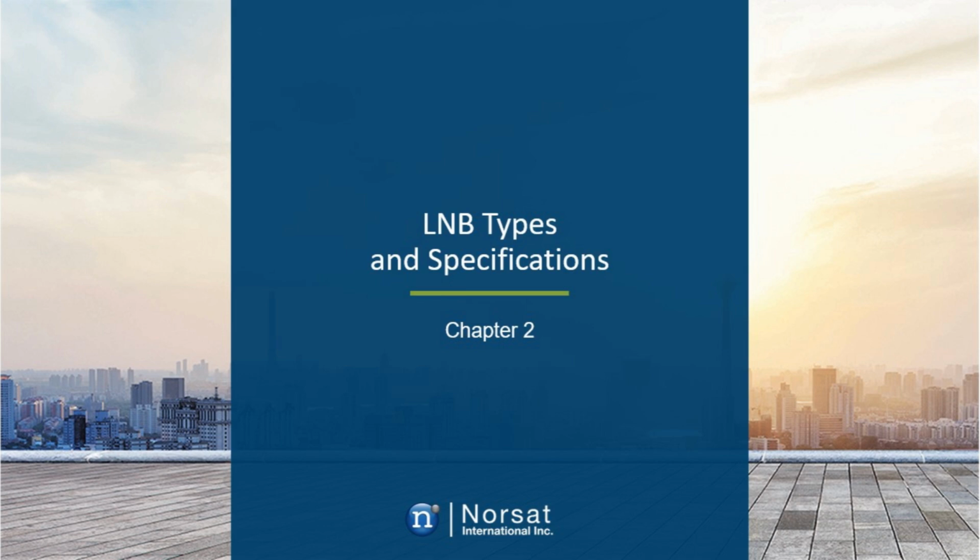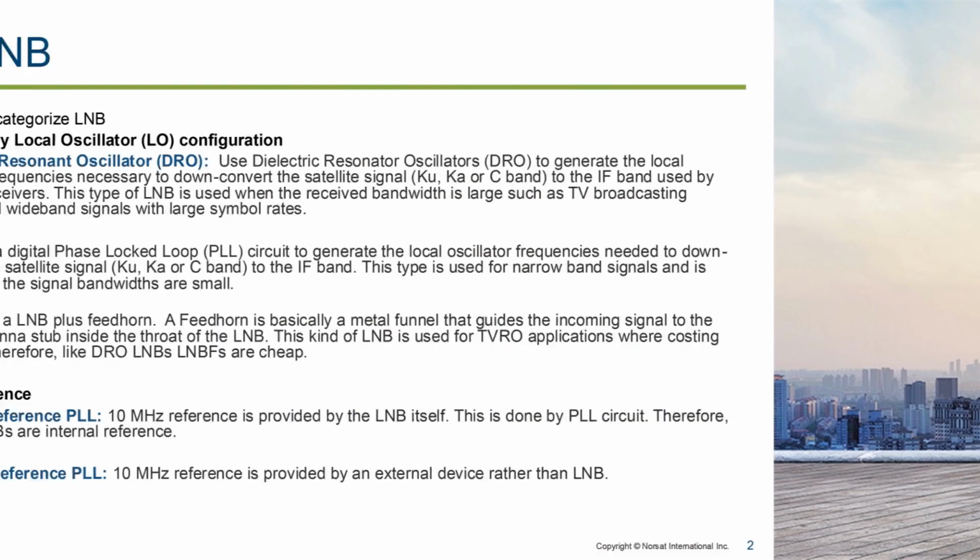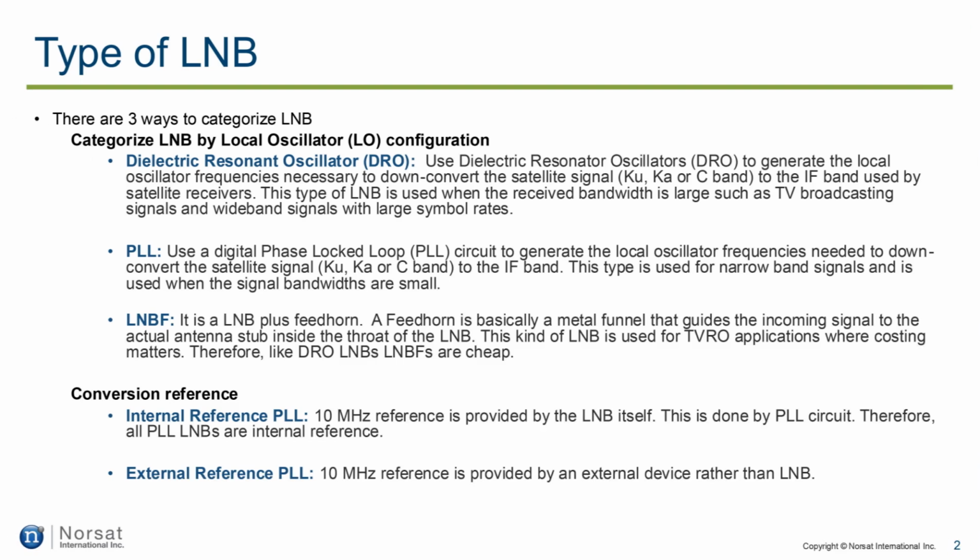LNB types and specifications, Chapter 2. There are three main ways to categorize an LNB. The first one is to categorize the LNB by LO configuration. The second one by the downconversion reference, and the third one is by the operational frequency band.